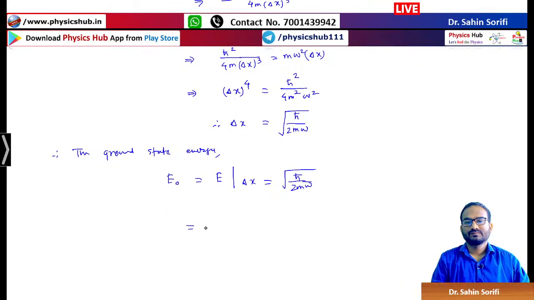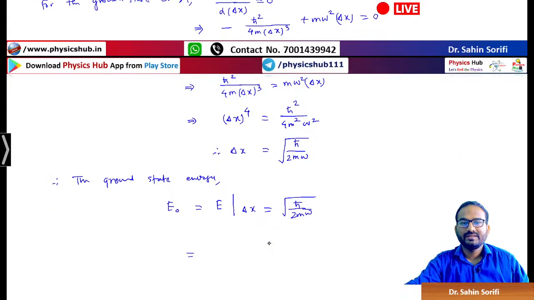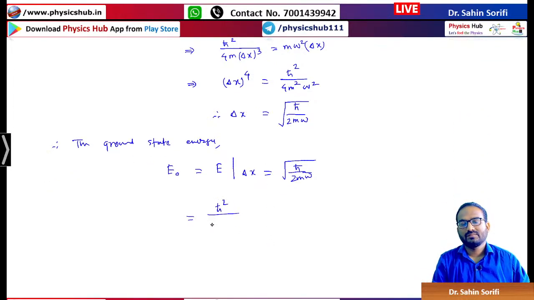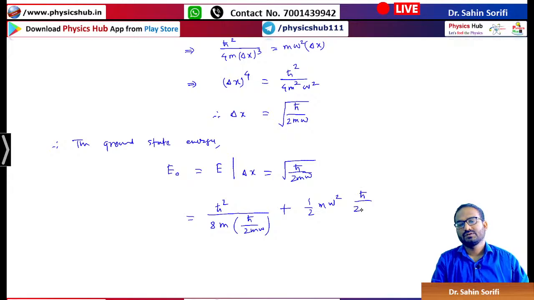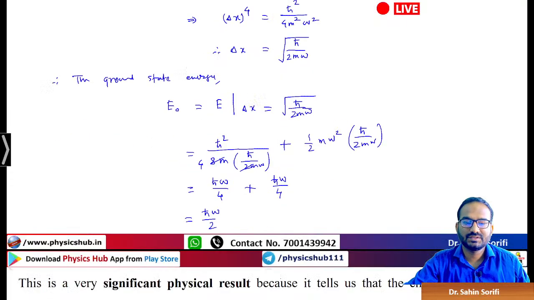So let's put this value. So we had h cut square by 8m delta x square, and delta x square means this becomes h cut by twice m omega, right, plus half m omega square delta x square, which means h cut by twice m omega. So what does it become? This 2m and this 8m gives you 4 h cut, 1 h cut is cancelling, m cancelling, omega. So h cut omega by 4, the second one is also giving you h cut omega by 4, and you get h cut omega by 2, and this is what we know, the ground state energy of harmonic oscillator.